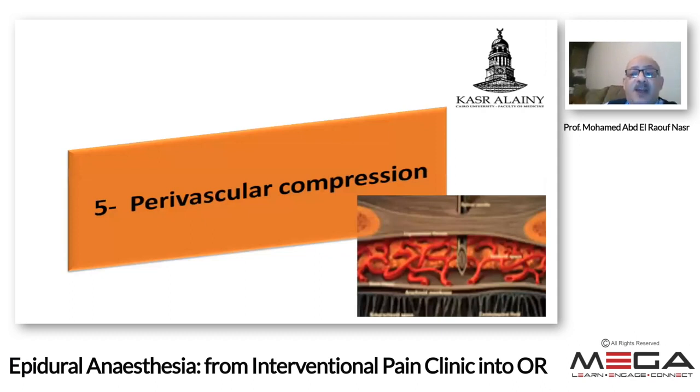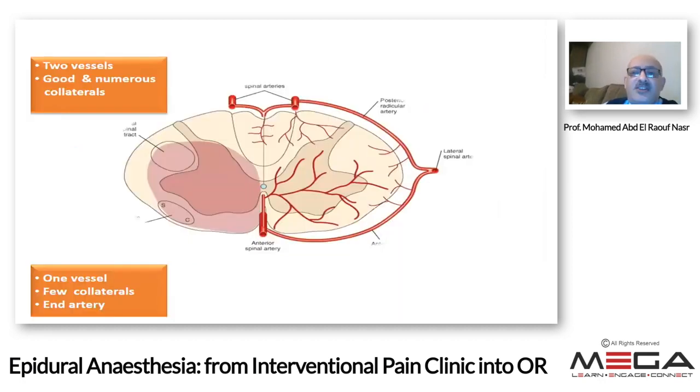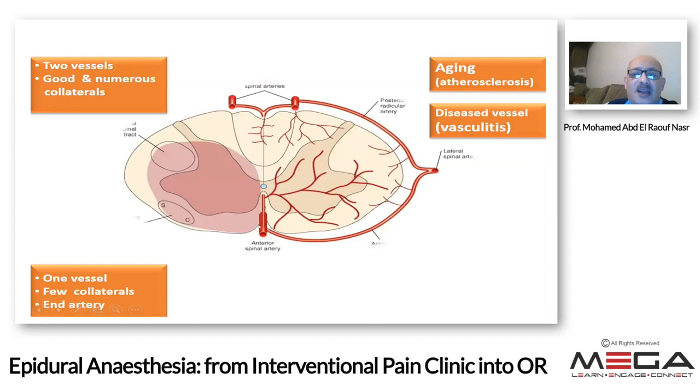The final thing: we are in the epidural space, injecting our local anesthetic in the epidural space, and this local anesthetic might compress the vessels, what's called perivascular compression. This point is one we are all aware of as chronic pain physicians, but some anesthesiologists neglect it. If we look at the blood supply of the spinal cord, we have two posterior spinal arteries with good and numerous collaterals, but we have only one anterior spinal artery, which is considered an end artery.